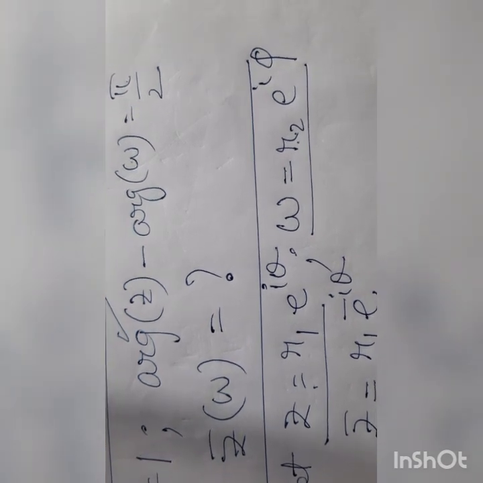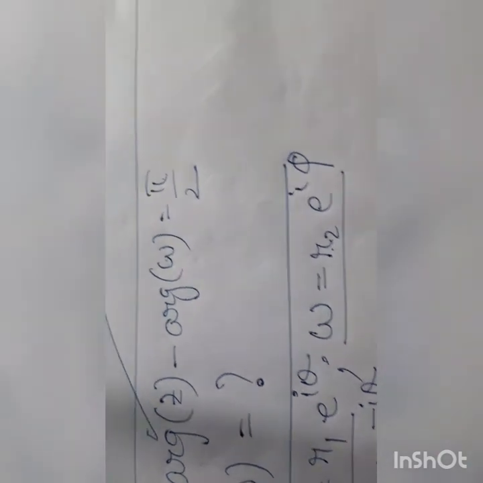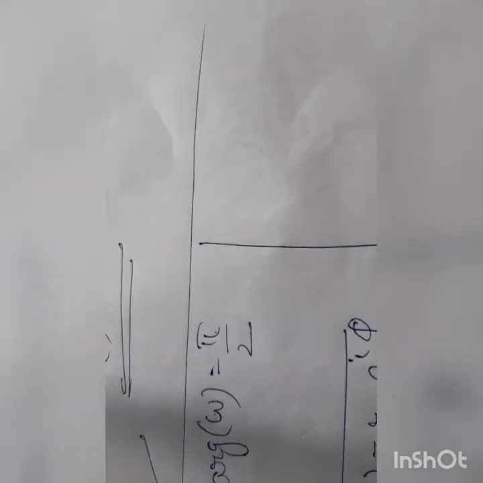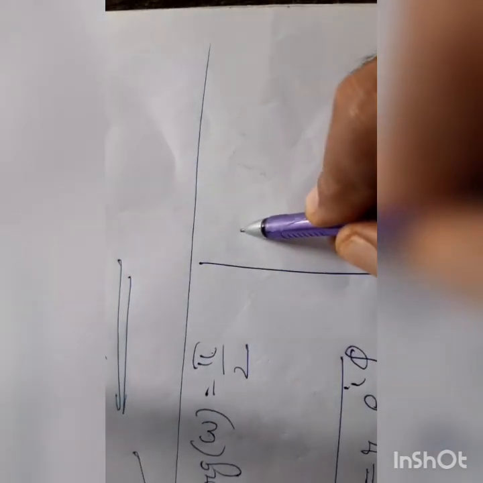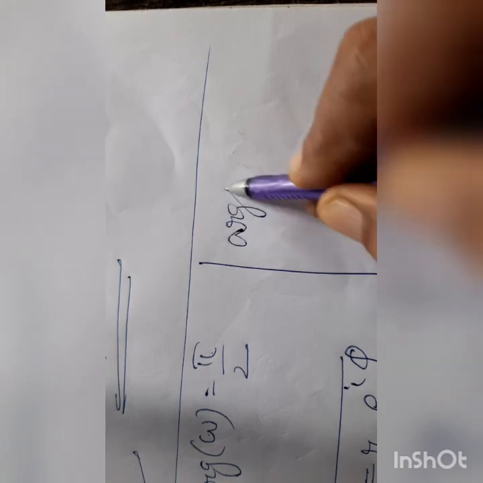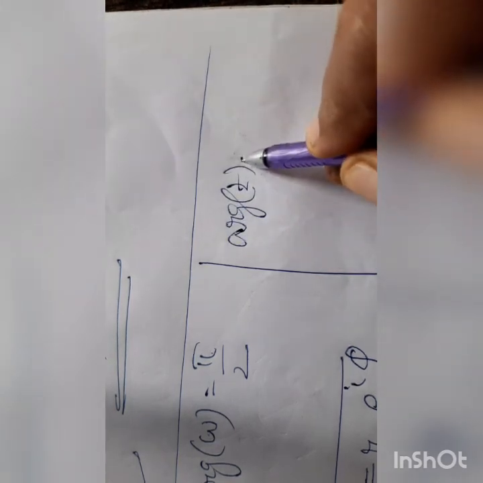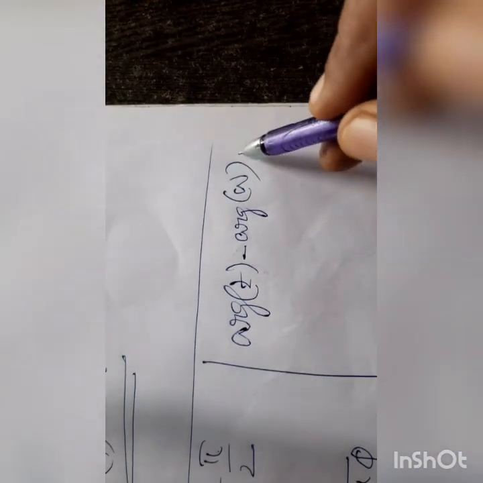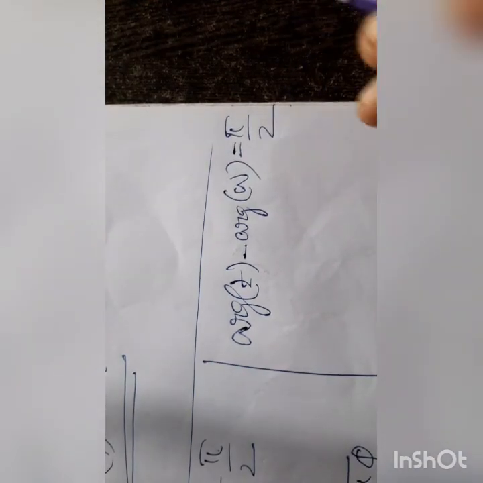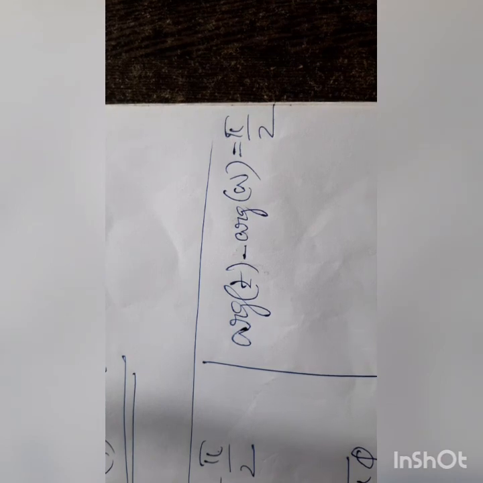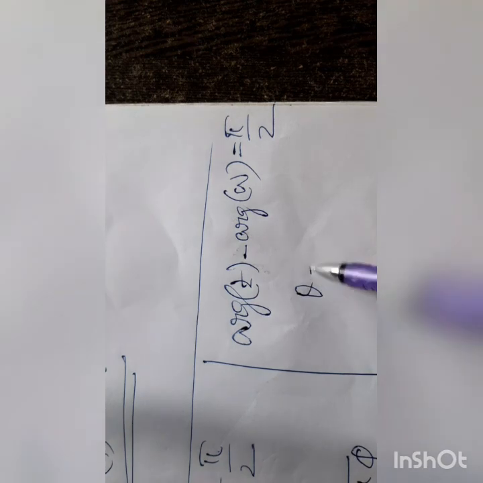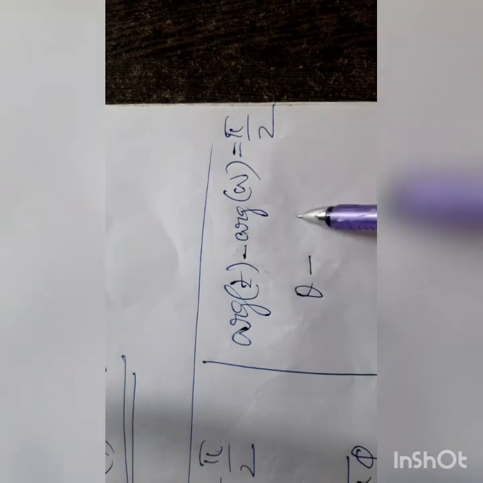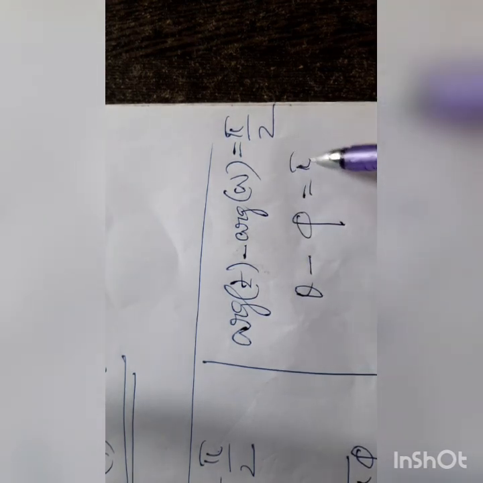And also, arg of Z minus arg of omega equals pi by 2 is given. Arg of Z is theta, and arg of omega is phi. So theta minus phi equals pi by 2.